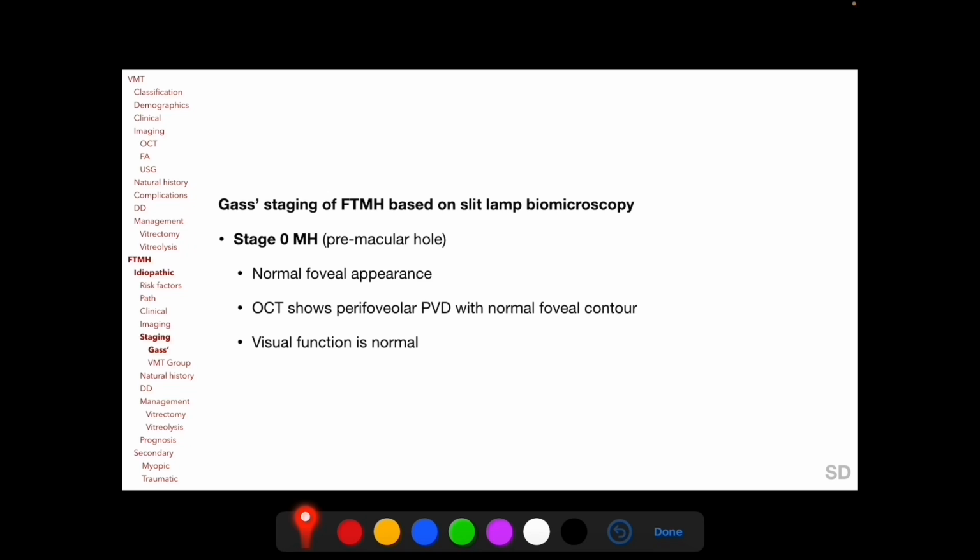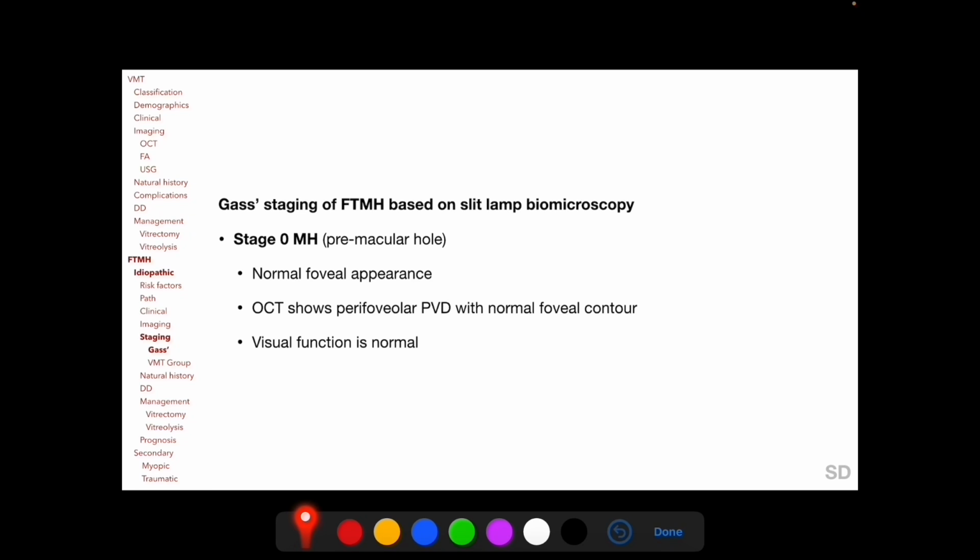Gass's interpretation of the clinical signs was based on the understanding that tangential vitreomacular traction caused full-thickness macular holes. Corresponding OCT features of each of these stages, which have changed our understanding of the pathogenesis of full-thickness macular holes, chiefly anteroposterior vitreomacular traction, will be discussed simultaneously.